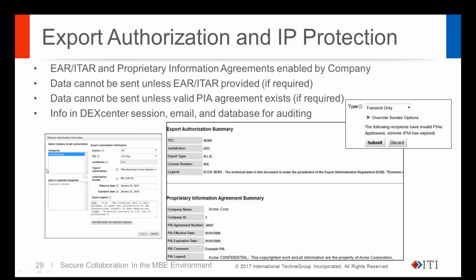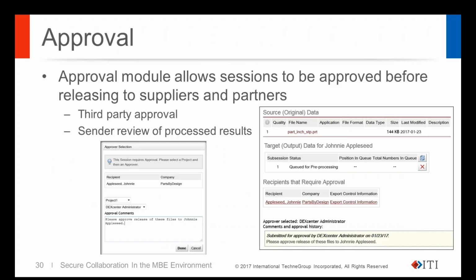And the same is true regarding proprietary information agreements, confidentiality agreements, whatever you call them. People have different names for them, but DEXcenter can ensure that if you're sending data to someone and you don't have a PIA that is valid for the current date and time, it's going to block that. So someone has to go fix that before you can send it. So again, all that's managed in our database.